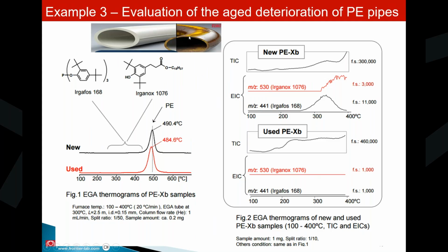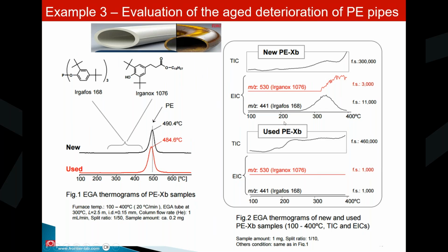Okay. Now we have taken both of these samples and done the evolved gas analysis. We can see there is a small shift in the peak top temperature. So the new material has a peak top temperature of 490, whereas the used, deteriorated one shows a slightly lower peak top temperature. That means some decomposition has happened during this hot water circulation. So we have looked into the average mass spectrum of these two materials.